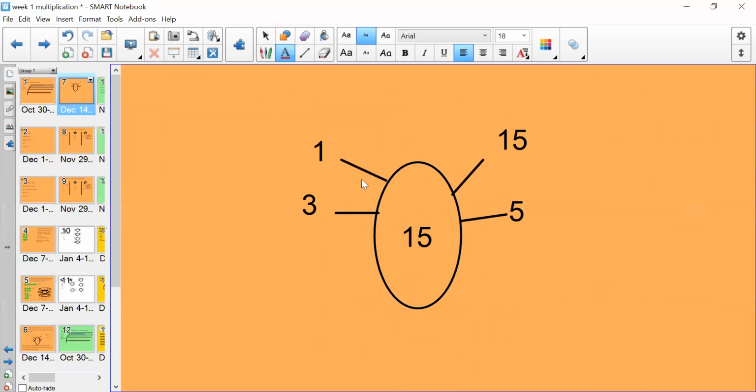So this one is 15. So this one I've also done for you. So we'll just go through this one. So again, I've started at the number 1 because that's the first number. So I should start with that number. So I know that 1 times 15 is going to equal 15.